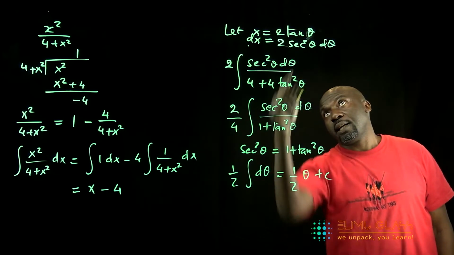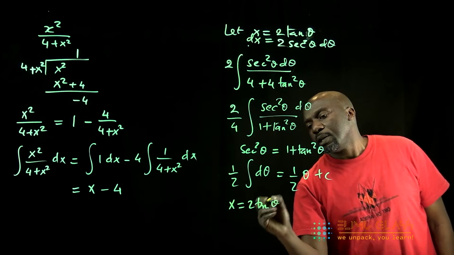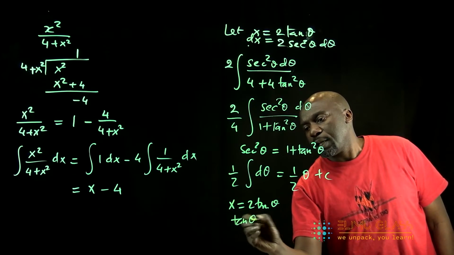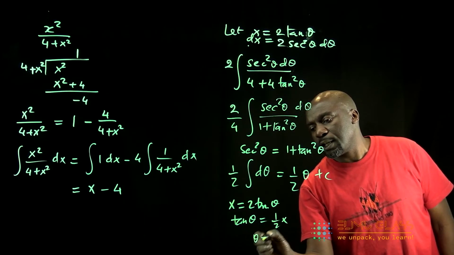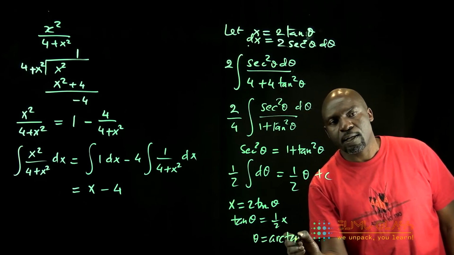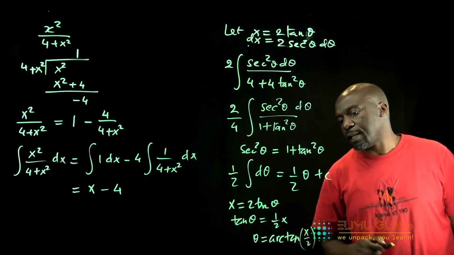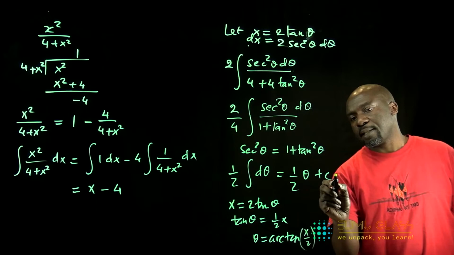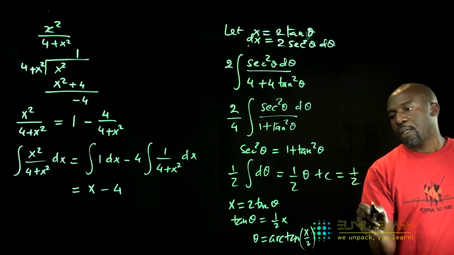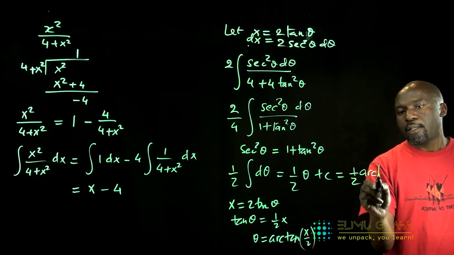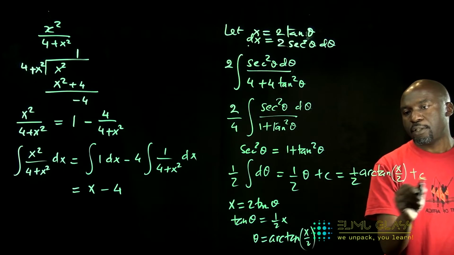So we can see that our x was 2 tan of theta. So tan of theta is a half x, or x over 2. And so theta is arc tan of x over 2, like that. And because of that, my answer is now a half arc tan x over 2 plus c.